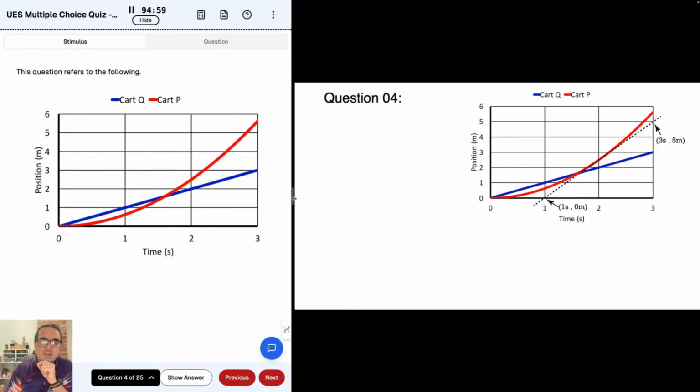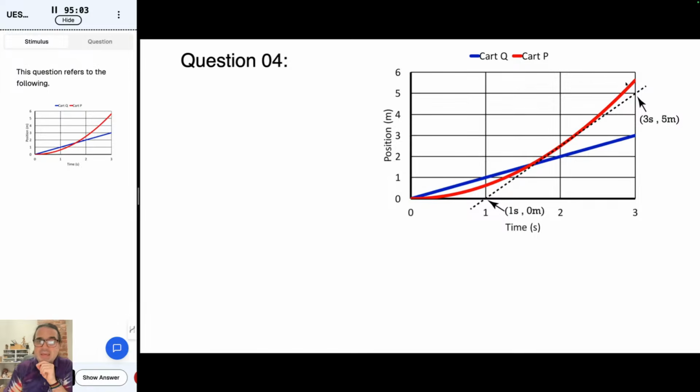So you can see, I'll try to zoom in a little bit. You can see here, cart P at 2 seconds. I've drawn this tangent line as a dotted line. And in order to figure out the slope of this line, we have to identify 2 points. So I picked this point right here and this point right here. This point right here is at 3 seconds and 5 meters. And this point right here is at 1 second and 0 meters. So to figure out the slope of this tangent line, we have the change in y over the change in x. The 5 meters minus 0 meters, that's what's on the vertical axis, divided by what's on the horizontal axis, 3 seconds minus 1 second. So the slope of cart P at 2 seconds is 2.5 meters per second, and that represents the instantaneous velocity of cart P at 2 seconds.